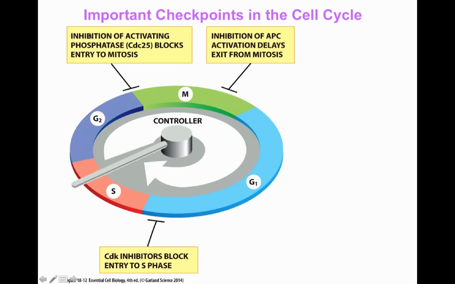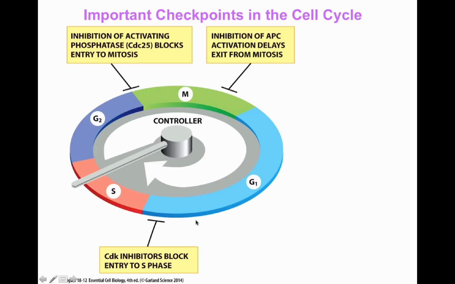You can also have inhibition of the CDC25 phosphatase that is going to then prevent the movement of the cell from G2 into M phase. And at the end, you're going to have the inhibition of the APC, or the anaphase promoting complex, that is going to prevent and delay the cell from exiting mitosis.